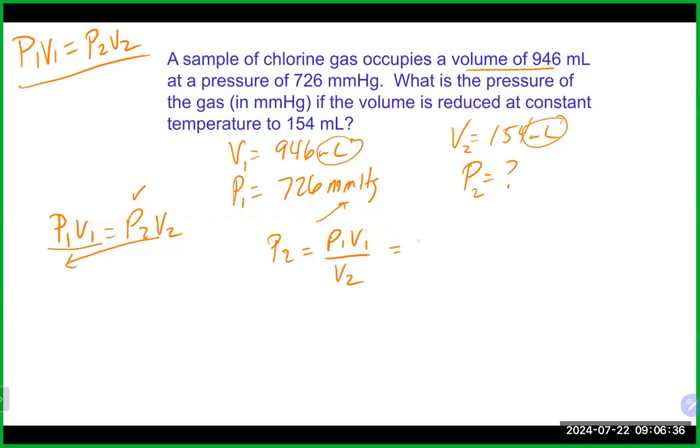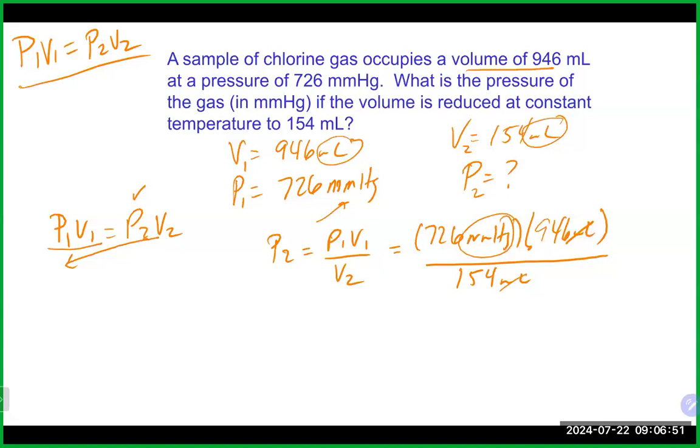Putting in our numbers here, we will end up with 726 millimeters of mercury, our V1 there, 946 milliliters, divided by our V2, 154 milliliters. Here again, as long as we're in the same units, they will cancel, leaving us with millimeters of mercury as our unit. And that's going to get us there. 4460, we'll call it 4460 millimeters of mercury in this particular case. First off, any question on the calculation there?